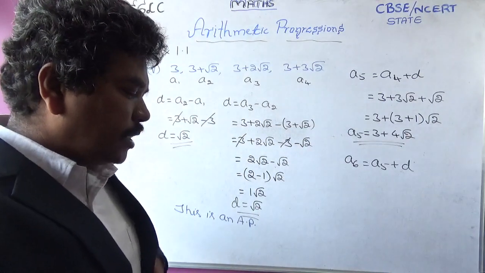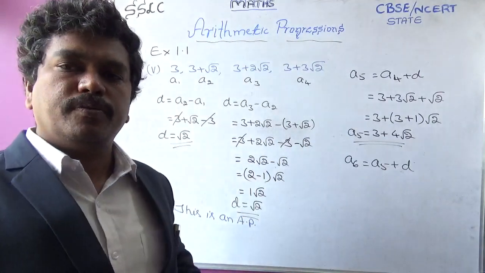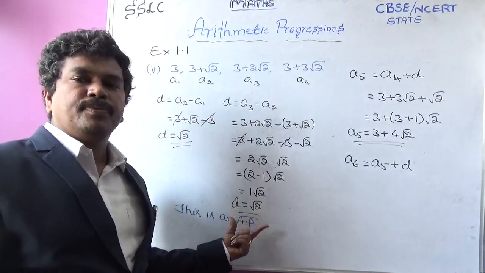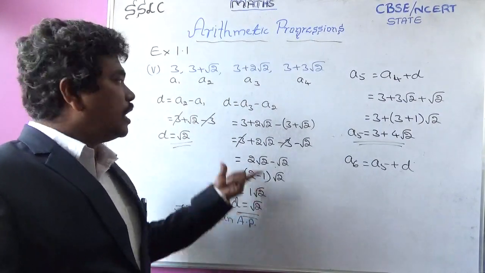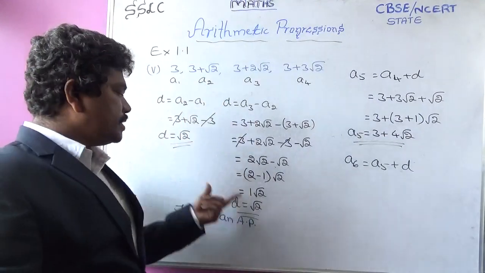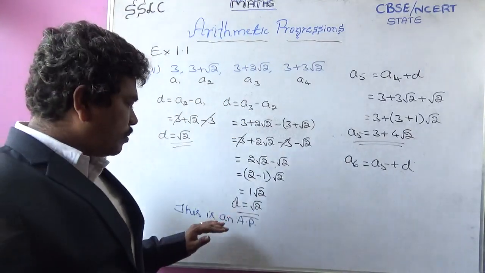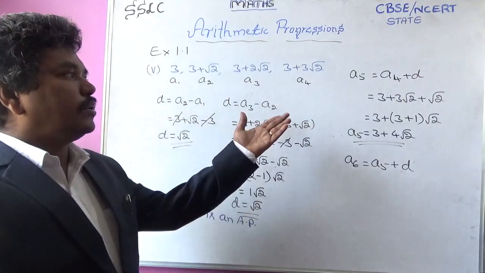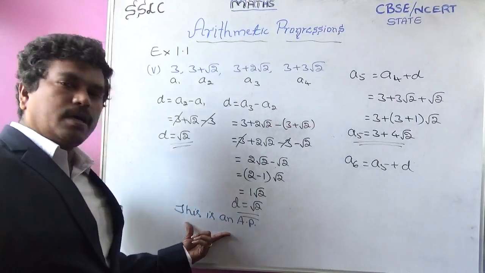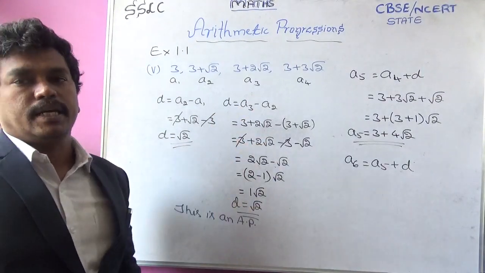So students, there are so many problems related to this one. You have to find out the value of D first. If the D is the same, then the terms become an AP. If the D is different, you write that this does not come under AP. If the problem does not come under AP, it is not necessary to find the next terms. If the series of numbers is an AP, then you have to find out the next 3 terms.